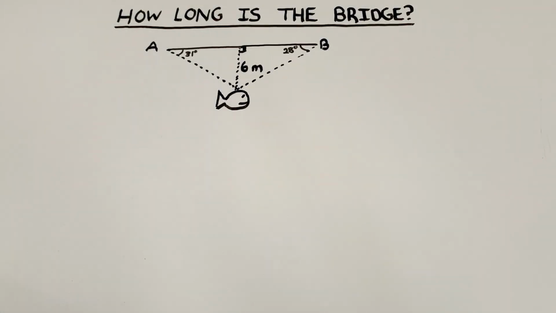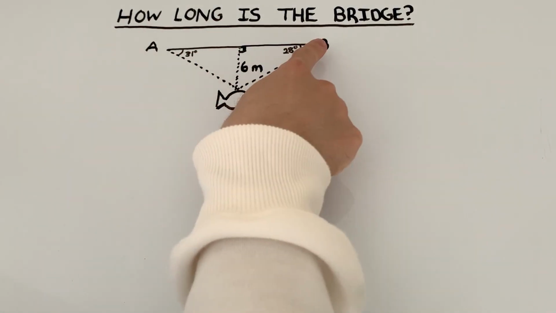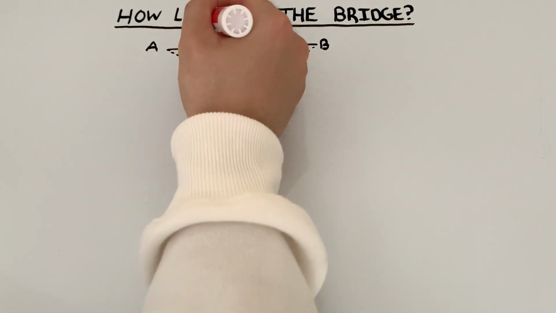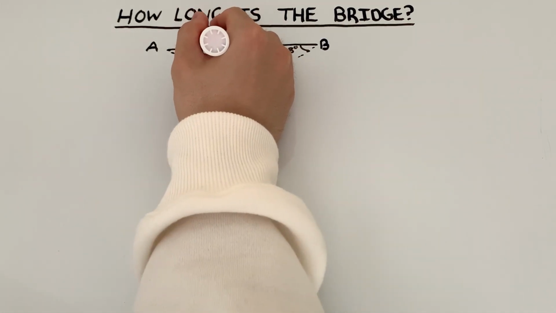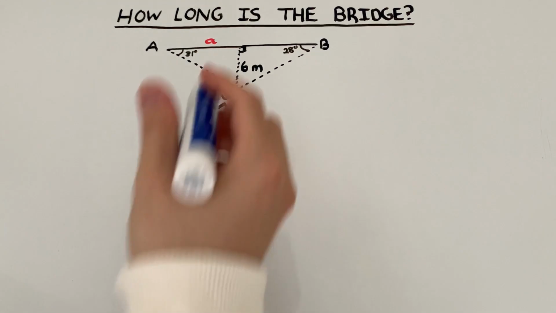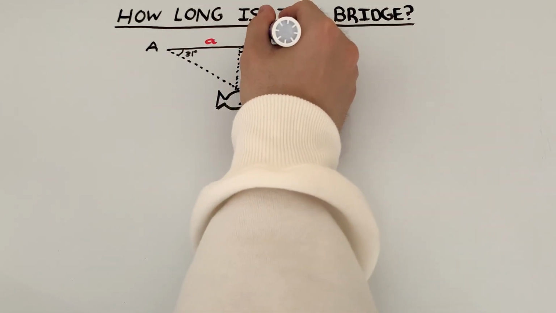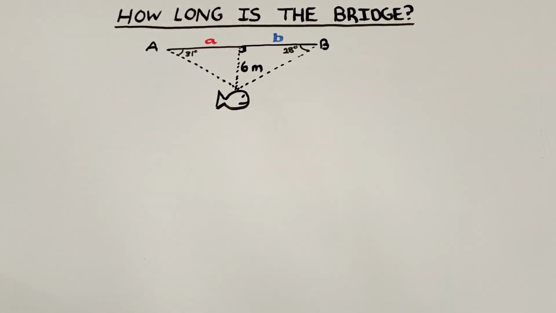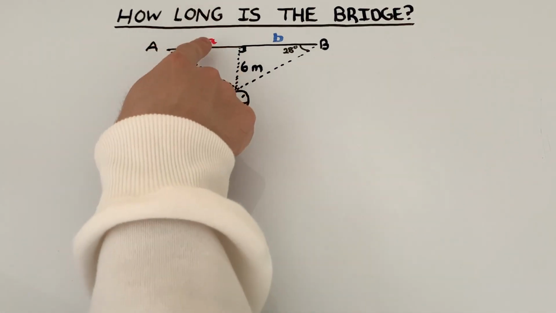Let's find out how long this bridge AB is. So to find the length of this bridge, we're going to find two lengths. This one, which we'll call A, and this one, which we'll call B. And then the length of the bridge will be A plus B.